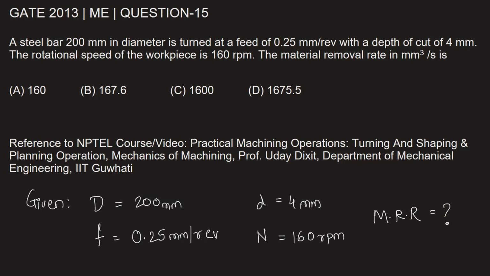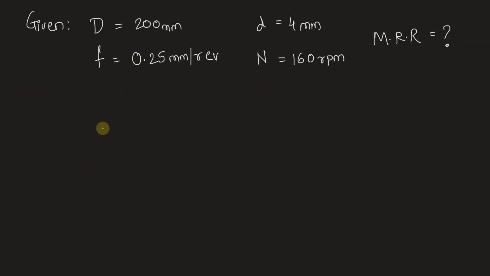Let's see how this is done. To find out material removal rate, we can use the standard formula for it, which is feed rate, small f, into the depth of cut, small d, into the translational velocity of tool, that is small v. Now to find small v, we will use N and capital D. Small v can be given as r into omega. Translational velocity is radius into the rotational velocity.